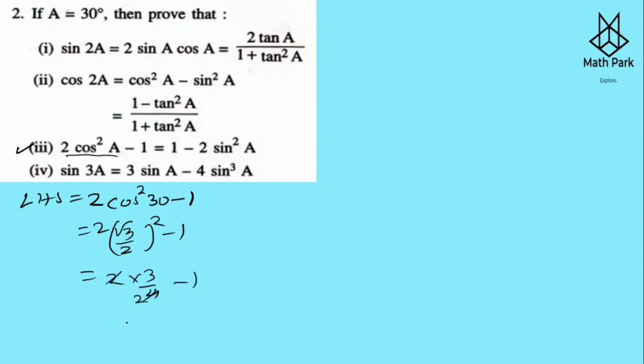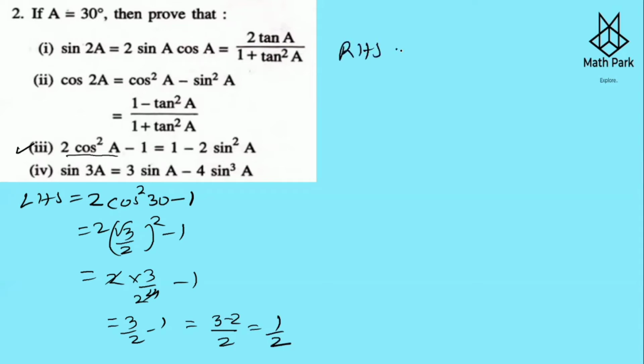2 ones are 2, 2 twos are 4. So this is 3 upon 2 minus 1. Take the LCM, 2. If the denominator is 2, this is going to be 3 minus 2, which is 1. So 1 by 2.